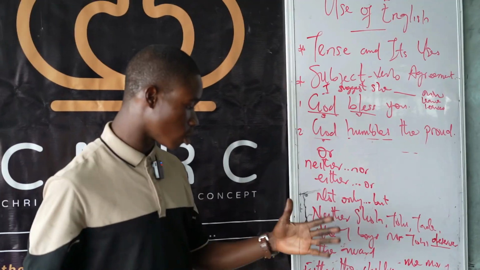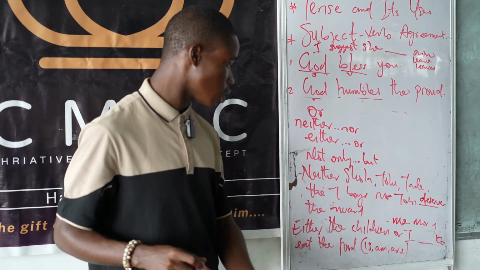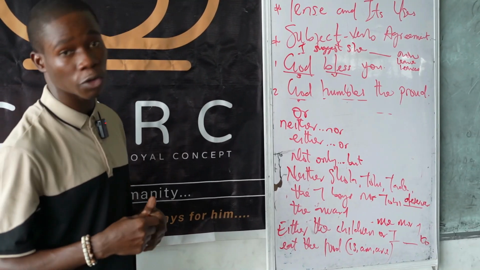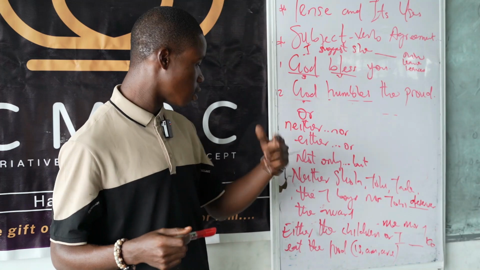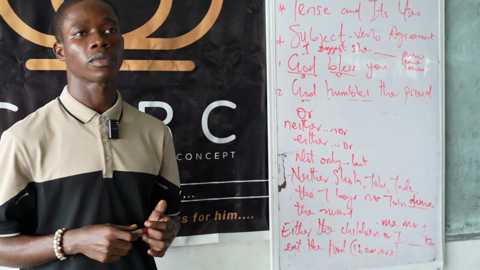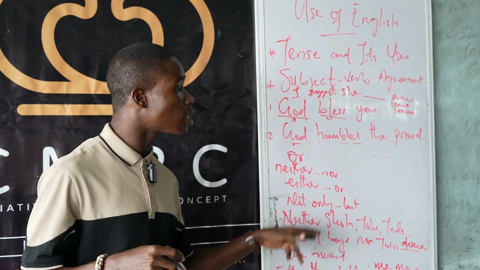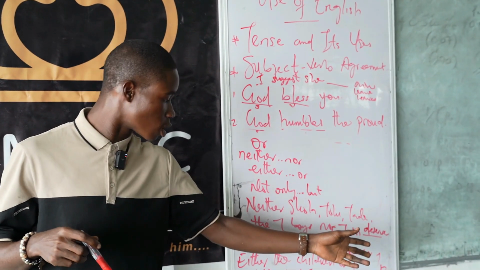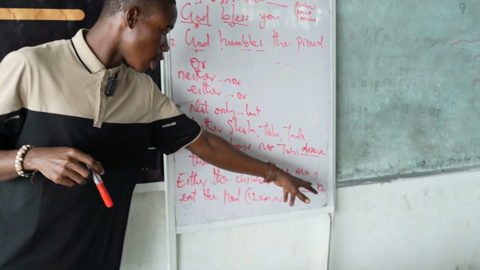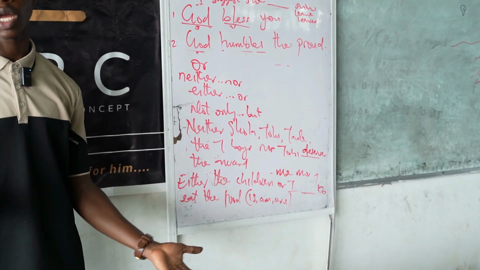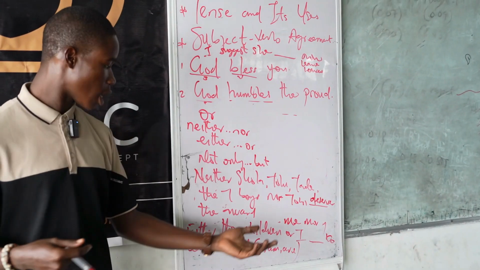This is proximity concord, don't forget. We have either the children or I dash to eat the food, and you have is, you have her. What would your answer be? Remember what we said about proximity concord. You consider the subject item that is closest to the position of the verb. That is I, right? Here we have I.